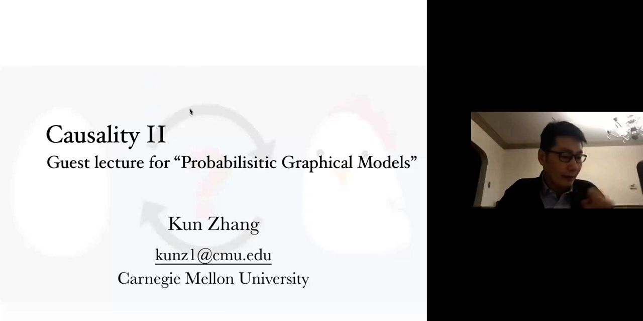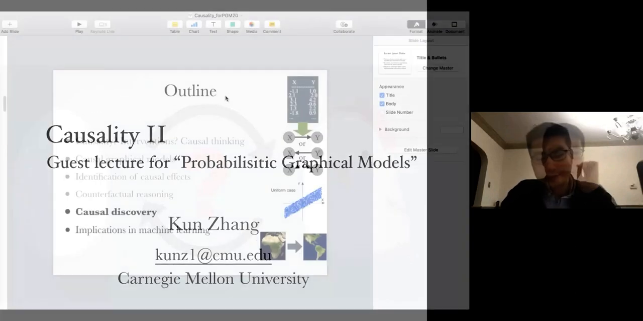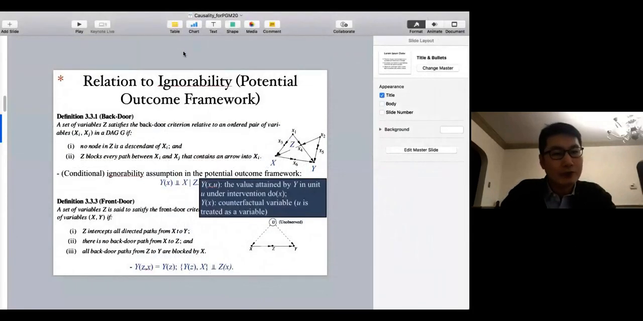Okay, hello everybody. So this time we are supposed to focus on causal discovery. And before that, let's just finish the material that we were supposed to cover last time, which is about causal inference and counterfactual reasoning. Last time I briefly mentioned the backdoor criterion and front door criterion for causal inference for identification of causal effects.